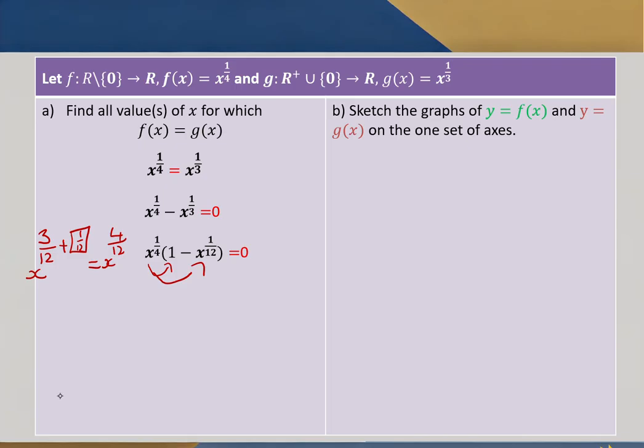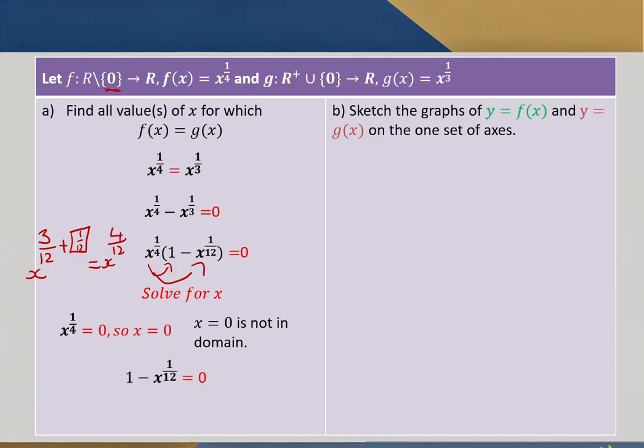Now we're able to solve. So the first part I'm going to do is solve for x. So I know the first one is x to the power of 1/4 is equal to 0, so x is equal to 0. Now we know if we look at our domain, it's not part of our domain, so we don't worry about that. We look at the second part.